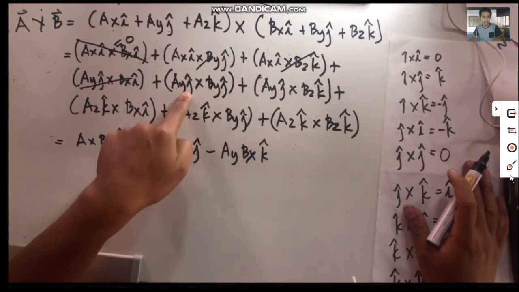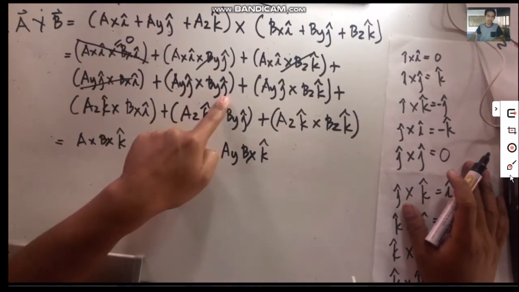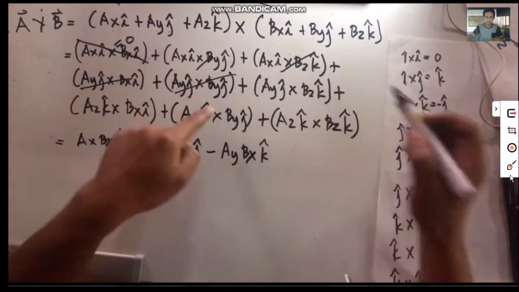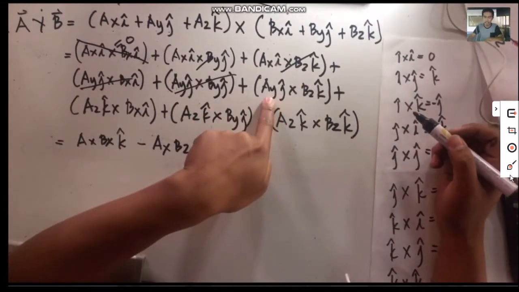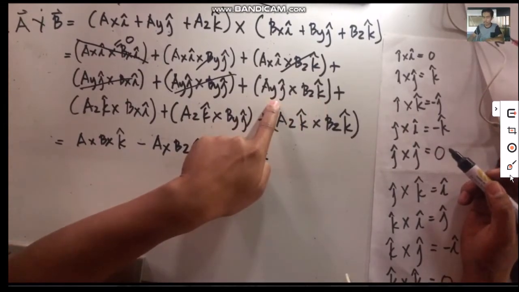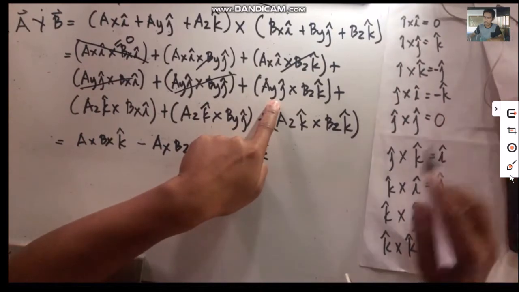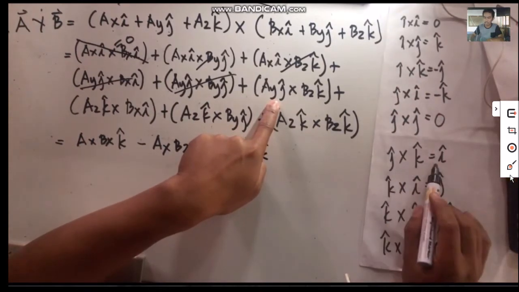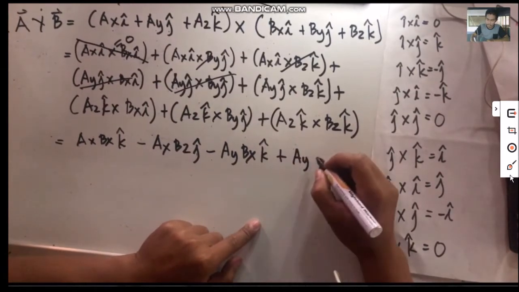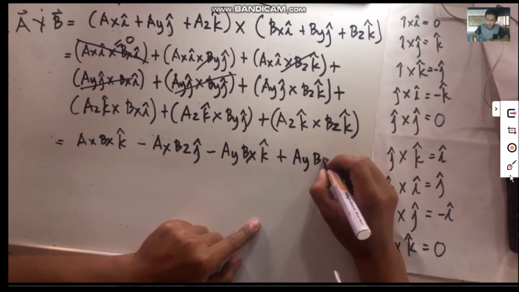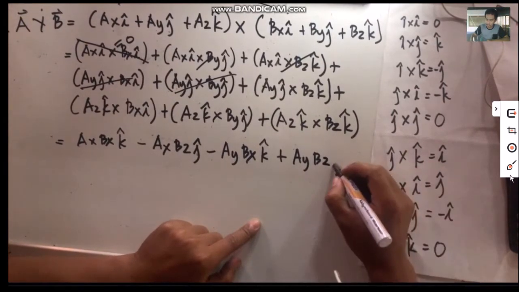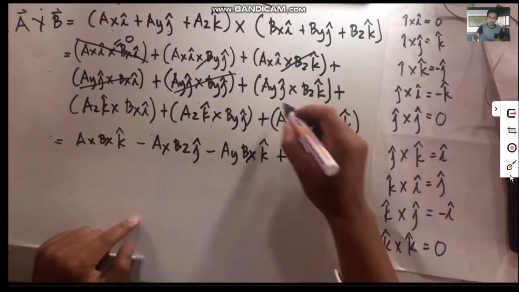They are parallel. J hat and j hat are parallel, so the cross product is 0. Next, ay j hat cross bz k hat. What is j hat cross k hat? J hat cross k hat is i hat. So we have positive ay bz, j cross k is i, so it's positive. Okay, we're done with this.